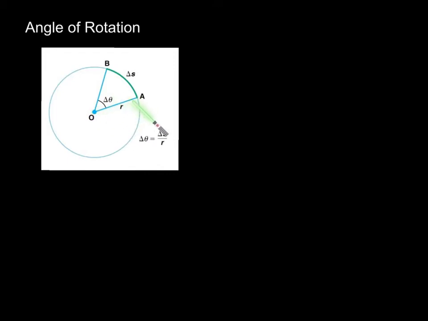Here, we have the angle that we're rotating through. We have the radius of the circle we're rotating about, or the radius of our rotation. And then delta S here is the arc length, sort of the distance around the circle that we've rotated. So our angle that we rotate through is equal to that arc length over the radius. Now remember, this is measured in radians, so all of the angles we're going to use here are in radians.